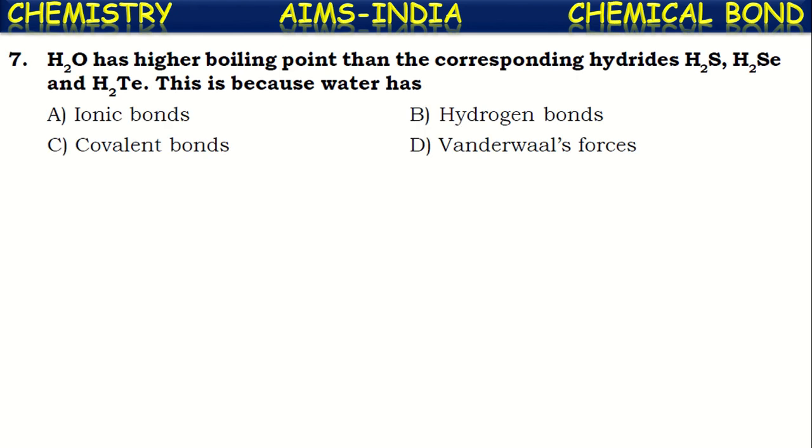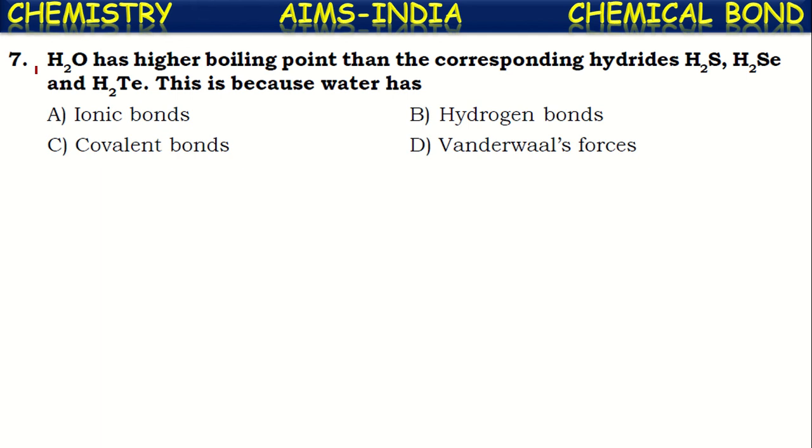Next one. H2O has a higher boiling point than the corresponding hydrides from the same group. This is because water has... What does water have specially from all the remaining hydrides of the sixth group? See, these are all the hydrides of sixth group elements: oxygen, sulfur, selenium, tellurium. These are all sixth group elements, so these are called hydrides of sixth group elements.